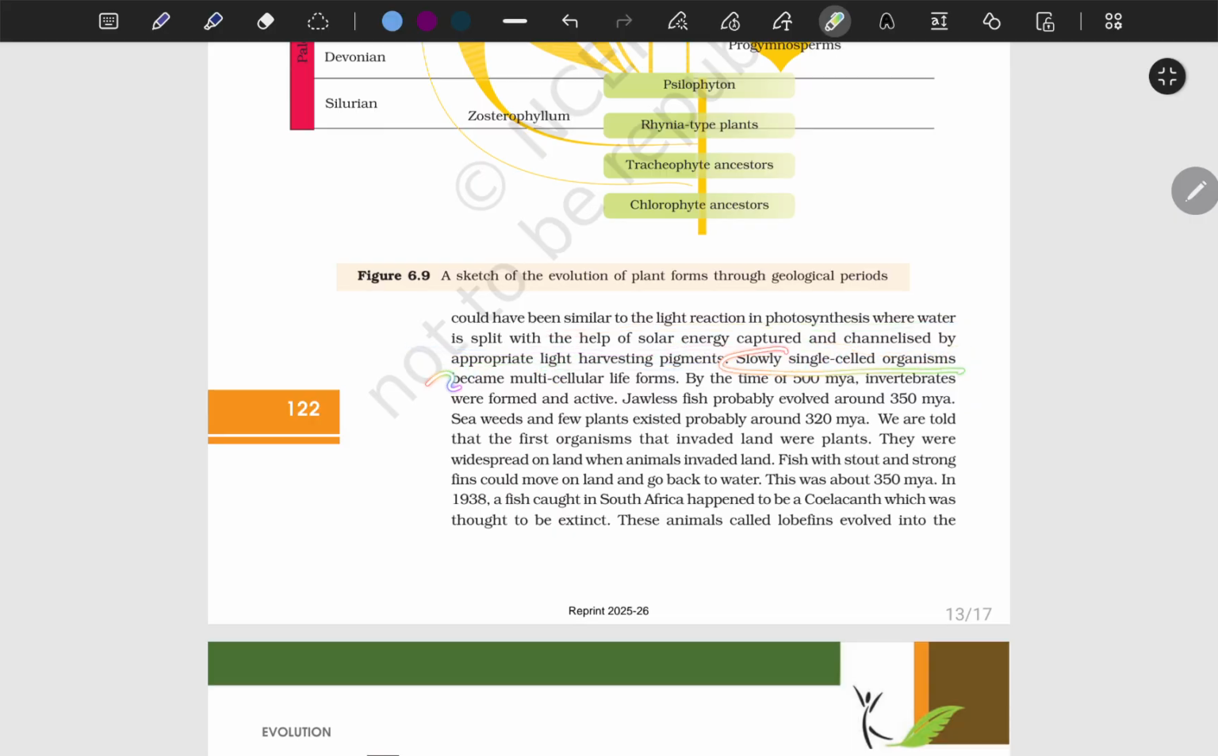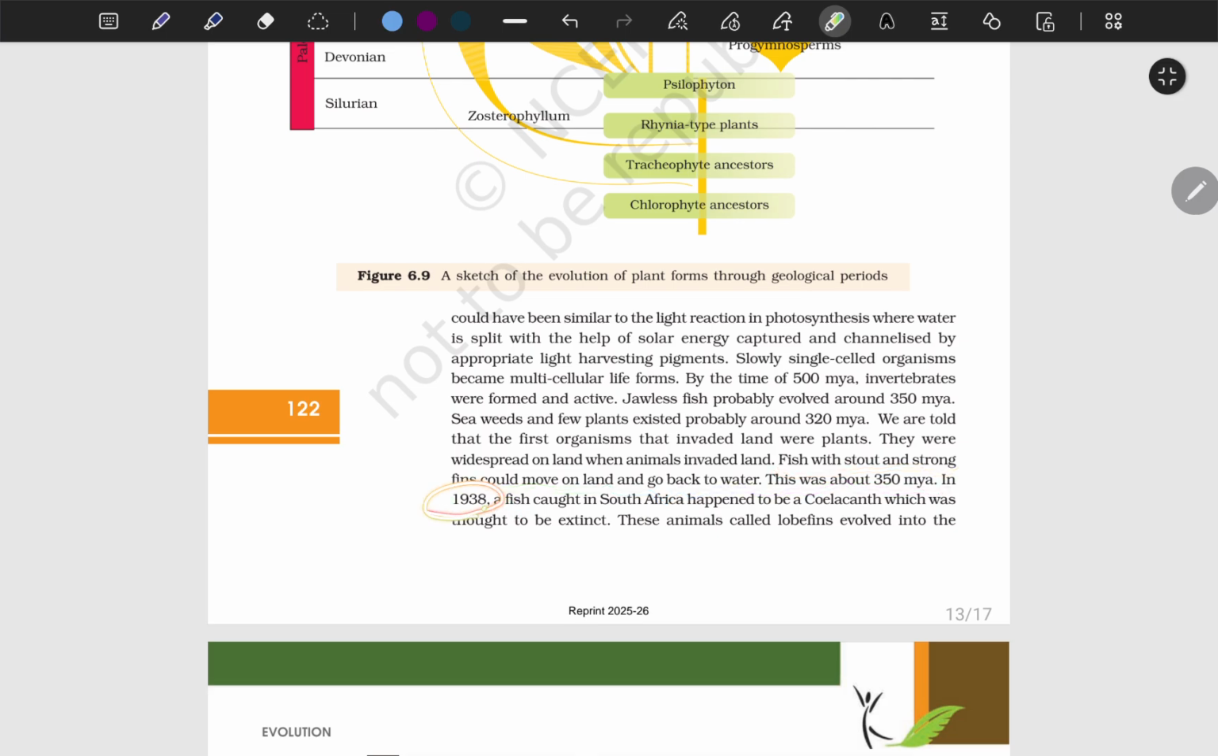Slowly, single-celled organisms became multicellular life forms. By 500 million years ago, the invertebrates were formed and active. Jawless fish probably evolved around 350 million years ago. Seaweeds and a few plants existed probably around 320 million years ago. We are told that the first organisms that invaded the land were plants. They were widespread on land when animals invaded the land. Fish with stout and strong fins could move on the land and go back to the water. This was about 350 million years ago.